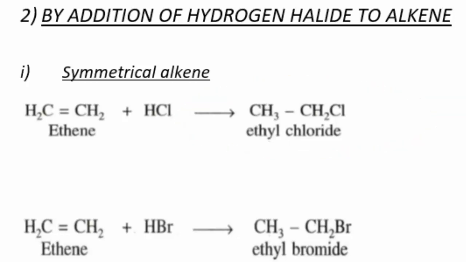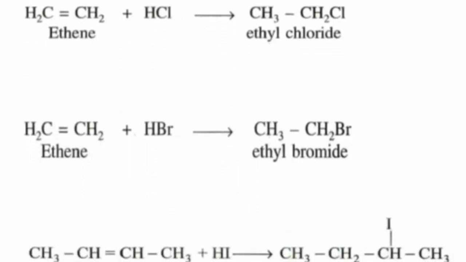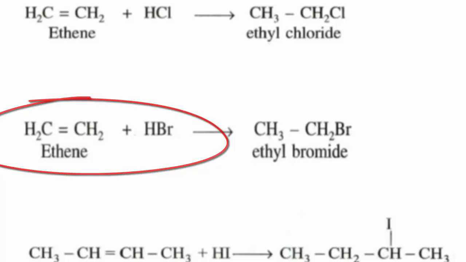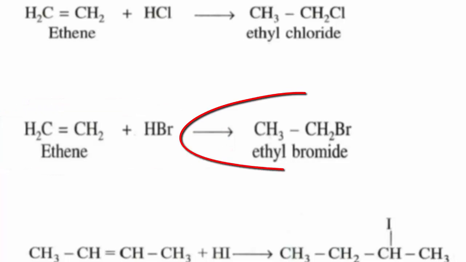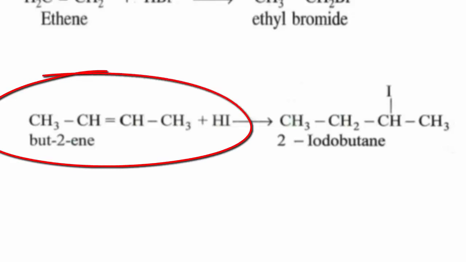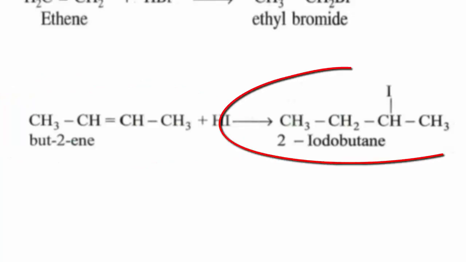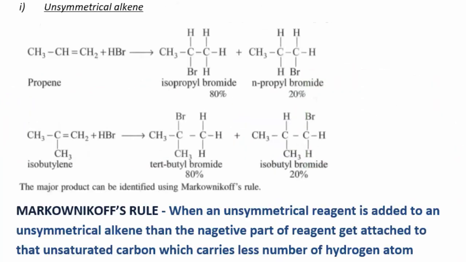In a similar way, we can also react ethene with hydrogen bromide. So again an addition reaction takes place across the double bond and we'll get the product, that is ethyl bromide. Another important example of symmetrical alkene is butene. This butene on reaction with hydrogen iodide, an addition reaction takes place and we'll get the product, that is 2-iodobutane.